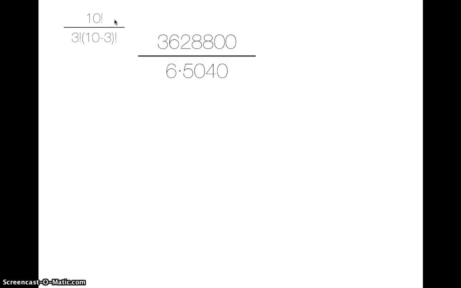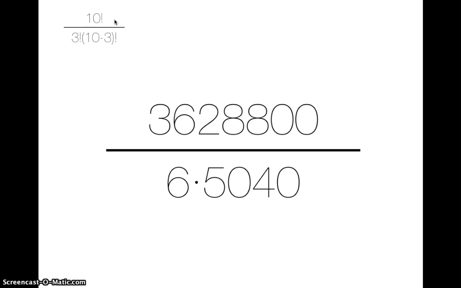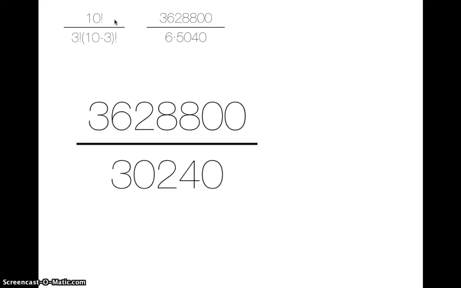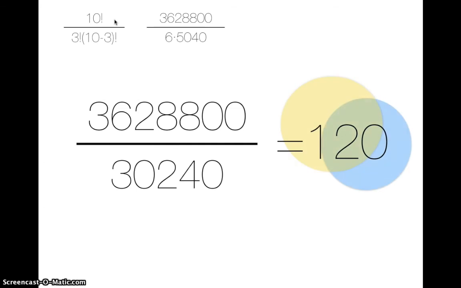So now that we know what a factorial is, let's go back to the problem. 10 factorial divided by 3 factorial times 10 minus 3 factorial. This will equal 3,628,800 divided by 6 times 5,040. This equals 3,628,800 divided by 30,240, which in turn equals 120.